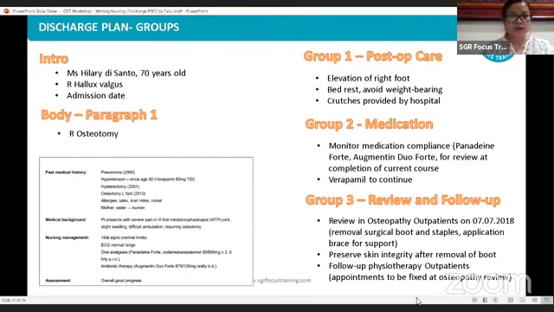We're now looking at the next part of the case note, where we have 4 headings. The first heading is past medical history. We have medical background, nursing management, and assessment. So we're going to have a look at which information here will be relevant.